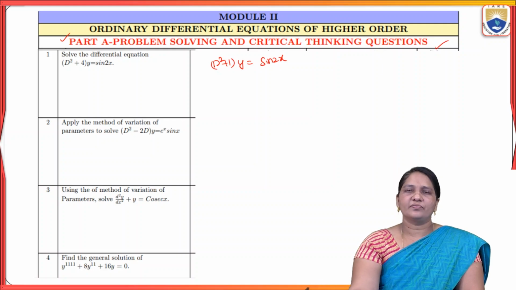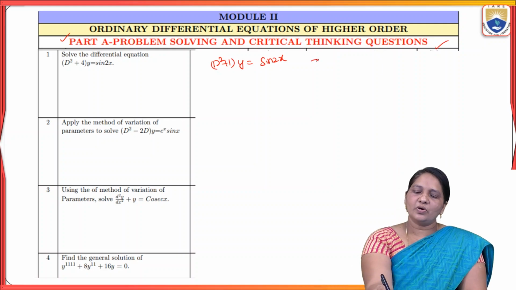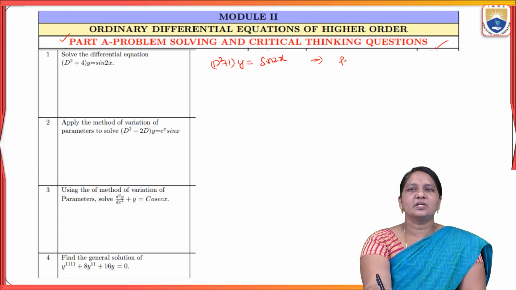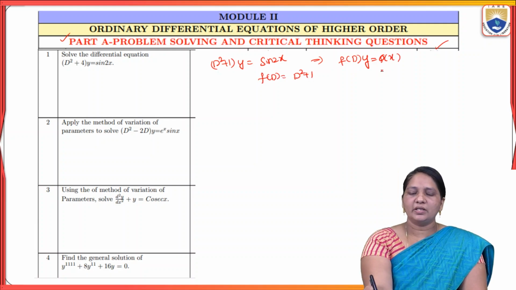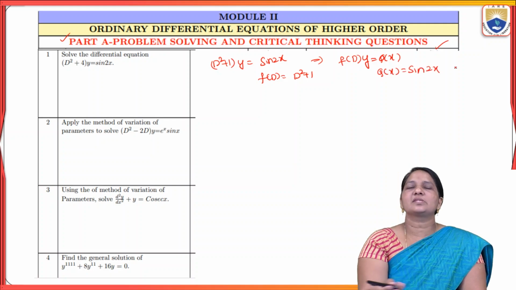We have to solve this differential equation. First of all, we have to compare this equation with the standard form. This is in the form of f(D) y equal to Q(x). What is f(D) here? f(D) is D squared plus 1, and here the Q(x) value is sin 2x.